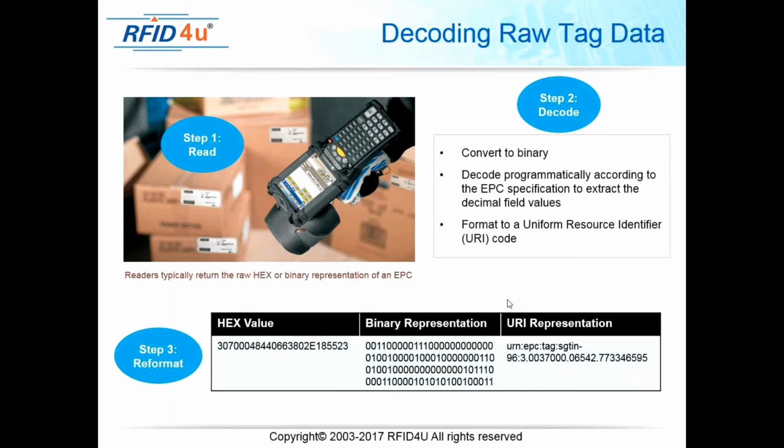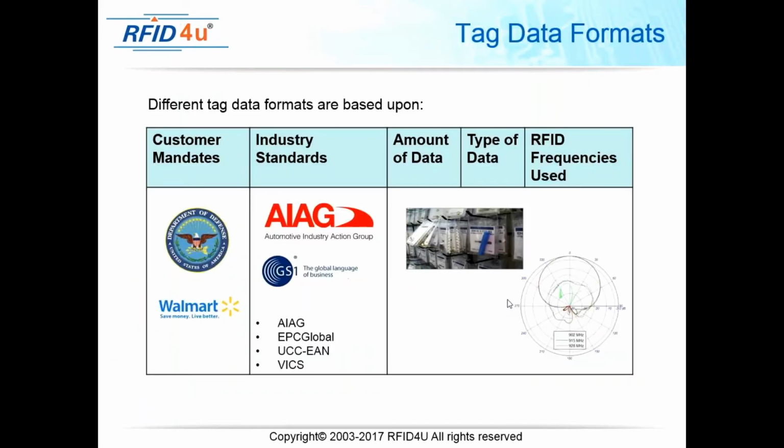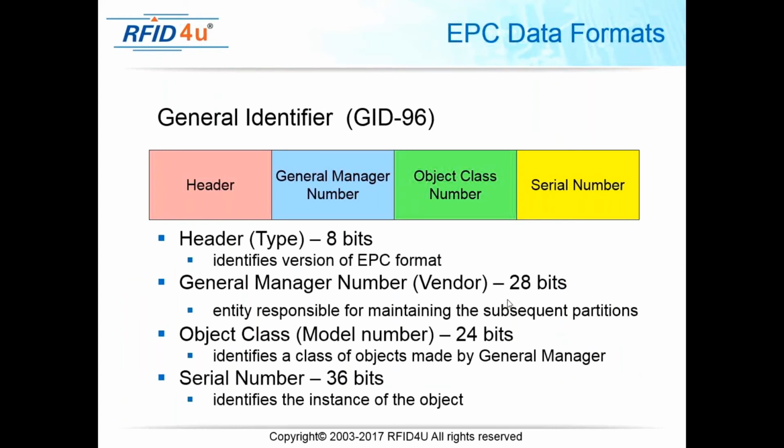So if you're going to do DoD or the automotive industry, there's a given structure in which what data has to appear and how it's formatted. That's just on the encoding. So once again, Walmart, AIG, DoD, all have their own mandates, all of which use UHF Class 1 Gen 2. Okay. The data format, yeah, for the EPC code that's stored.